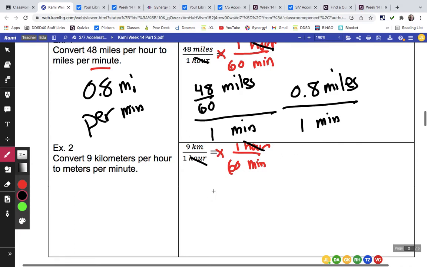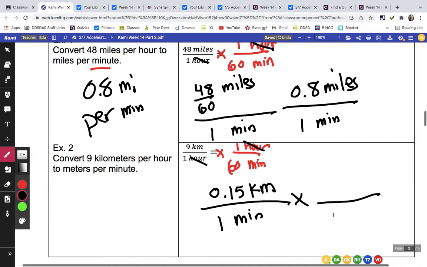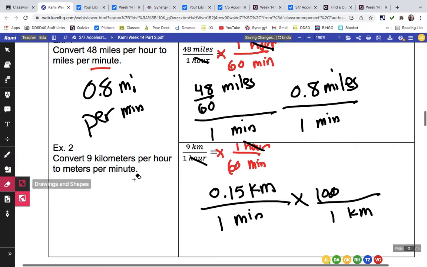So what we end up with is 0.15 kilometers every minute. So now we want to change those kilometers to meters. So we're going to have to, again, multiply by 1. We need kilometers on the bottom, so 1 kilometer. And we want meters, and the conversion rate is 1,000 meters for every kilometer.